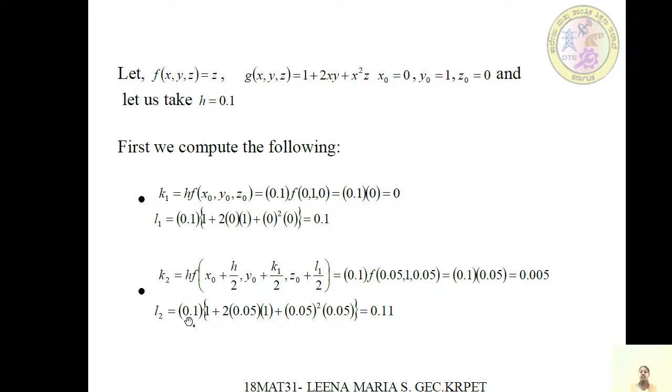l2 is 0.1 into, we are going to see the second function, 1 plus 2 into x, which is 0.05, into y, which is 1, plus x square, 0.05 whole square, into the z term, which is 0.05. After simplifying and multiplying with 0.1, we get 0.11. So these are the values for k2 and l2.